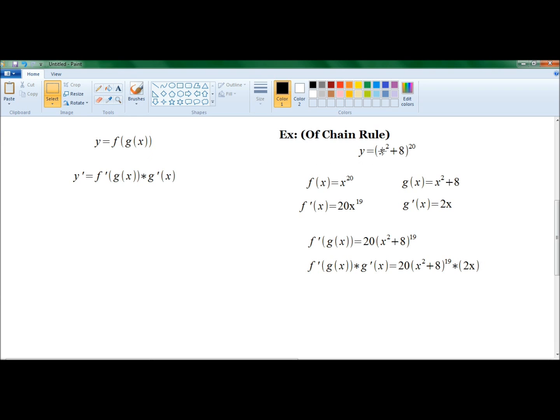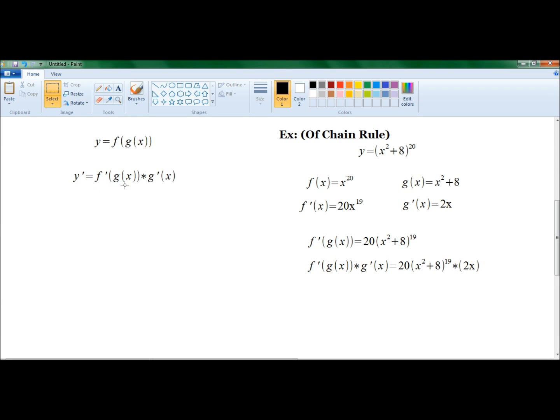So say I have y is equal to x squared plus 8 to the 20th power. Now, I could expand this, but that would be such an enormous pain that I would probably give up calculus. So the chain rule would come in handy in expressions like these, for example. So f of x could be x to the 20th power. Well then, f prime of x is 20x to the 19th power. G of x is, in this case, x squared plus 8, and so g prime of x is 2x.